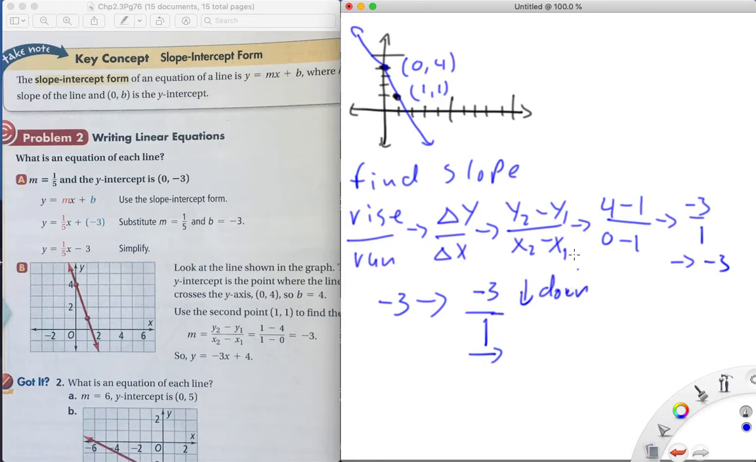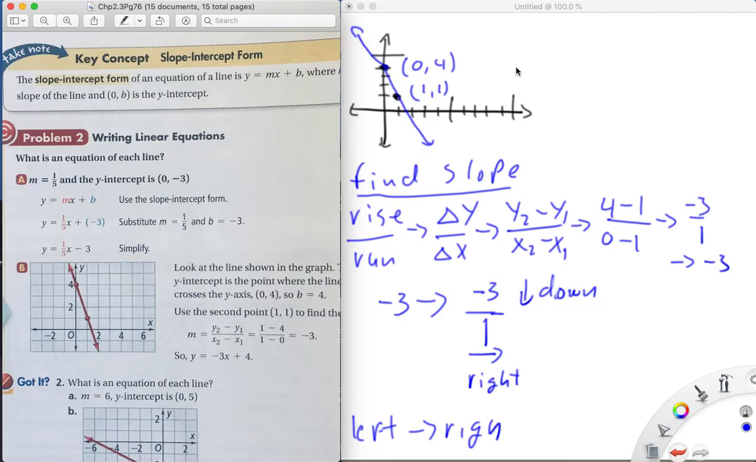Down 3 and to the right 1, as you go from left to right. That's the first part. We found the slope.